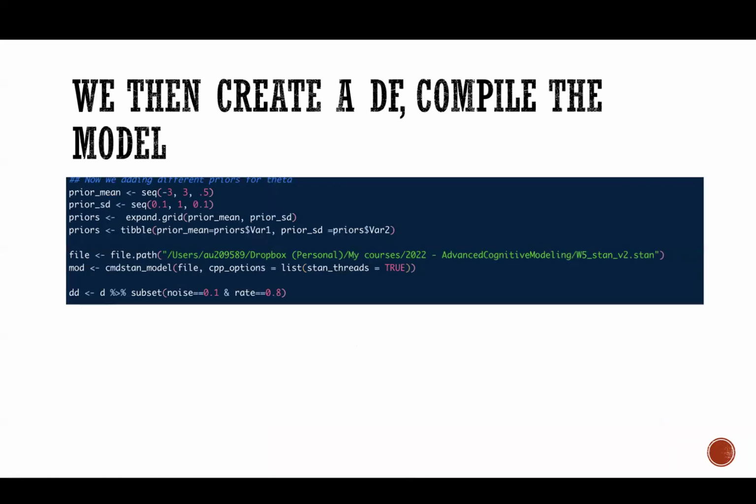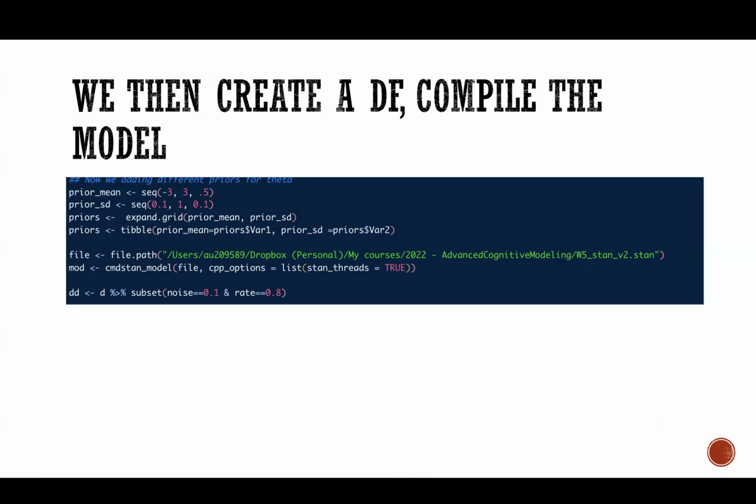Then we create the sequence of prior means and prior standard deviations: a sequence from -3 to 3 for the prior mean in steps of 0.5, and from 0.1 to 1 in steps of 0.1 for the standard deviation. We create the full grid, the full combinations of these parameters. We create a table with these values, simply a data frame. And we compile the model.